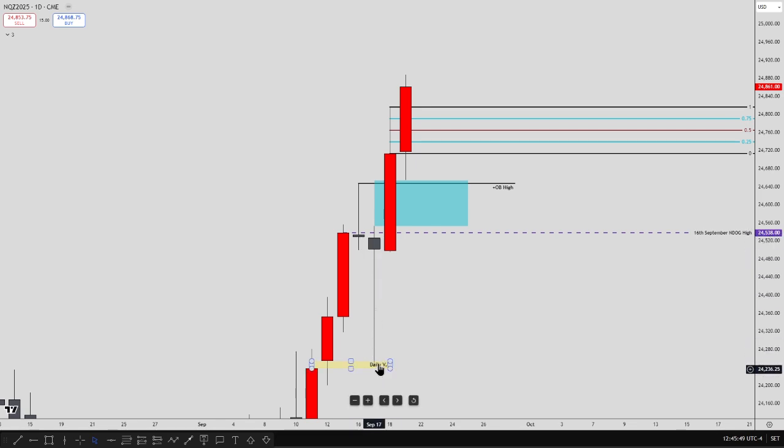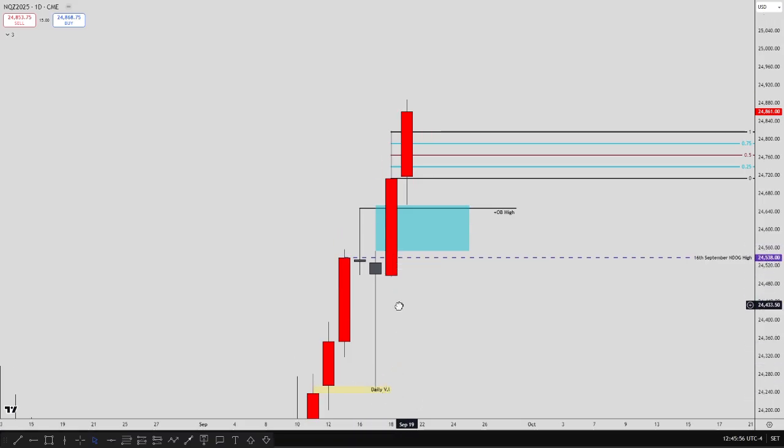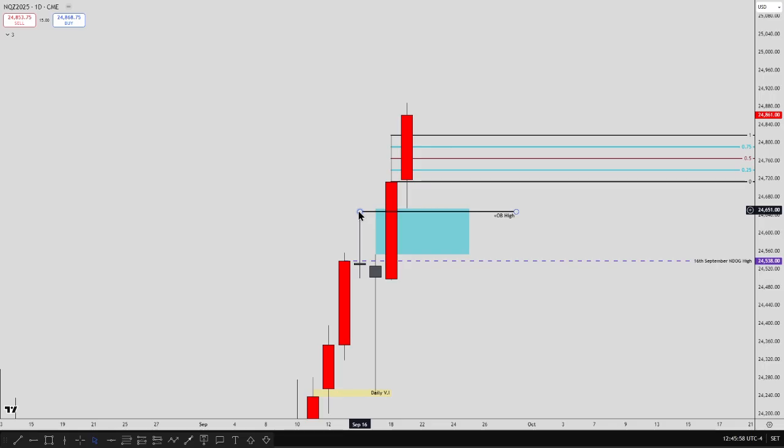I want to see this be protected in the event of bullish price delivery. So this should not be returned into if we're bullish. This is our order block high.